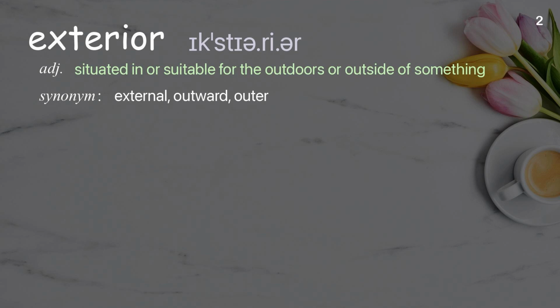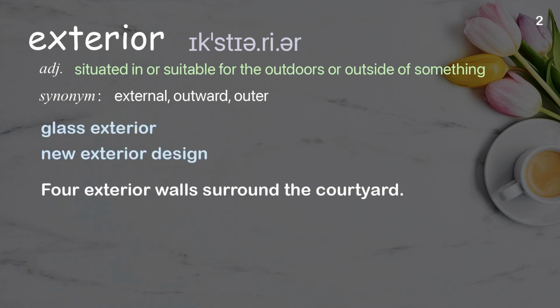Exterior. Situated in or suitable for the outdoors or outside of something. Examples. Glass exterior. New exterior design. Four exterior walls surround the courtyard.